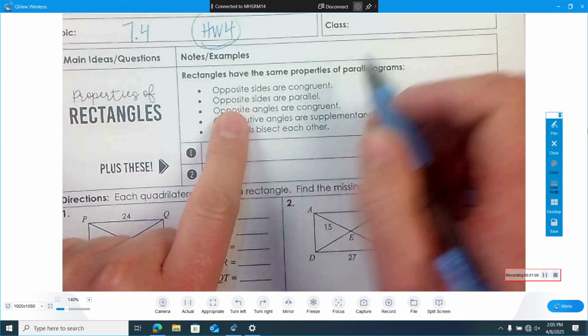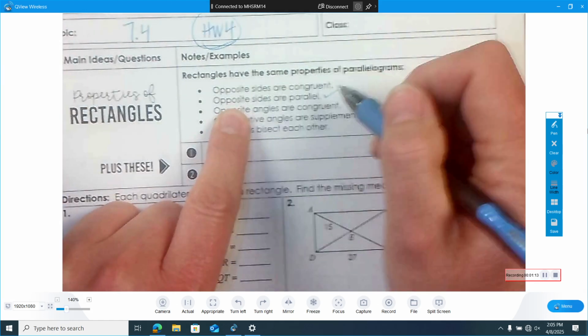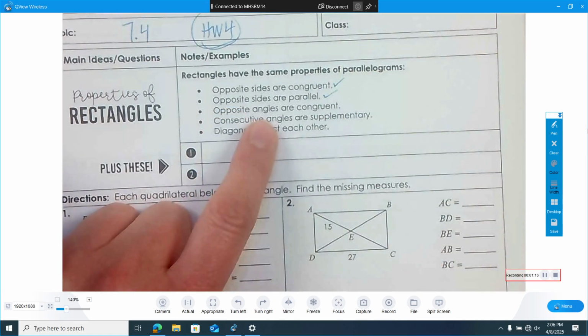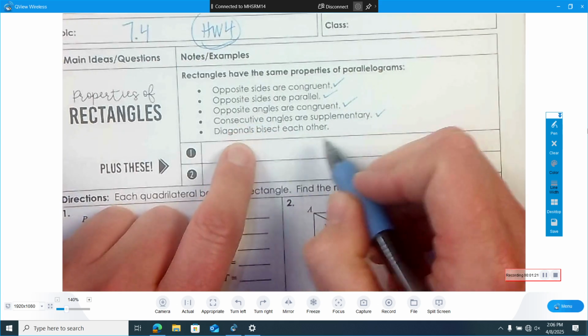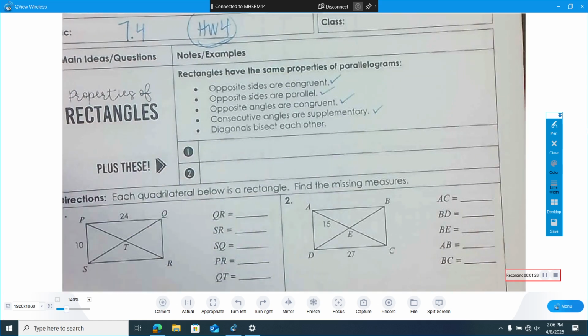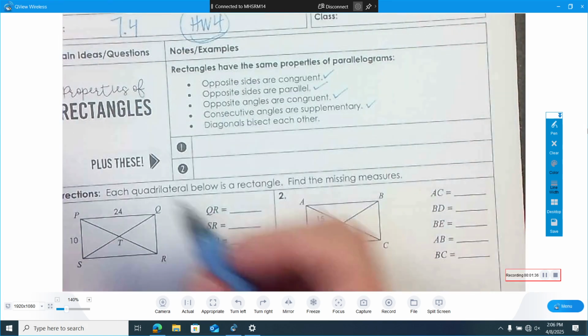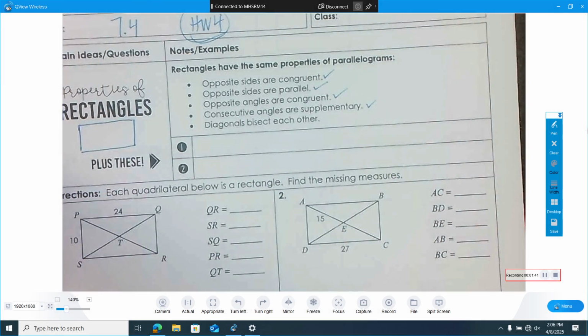And we know that, as the name suggests, opposite sides are parallel. They also happen to be congruent. Opposite angles are congruent, consecutive angles are supplementary, and the diagonals bisect each other. These are all properties of parallelograms. Today we're talking about rectangles, which are more special parallelograms. So rectangles are a part of the parallelogram universe, but they have a couple extra properties.